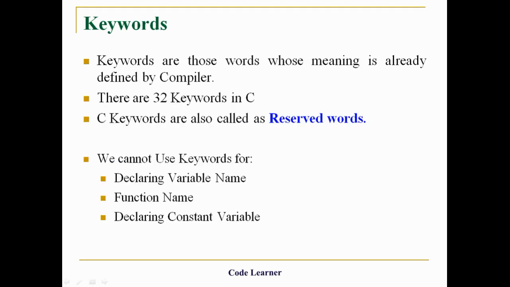Keywords. Keywords are one type of tokens, and these are special words whose meaning is already defined by the compiler. Totally, there are 32 keywords available in C. Keywords are otherwise called reserved words. We cannot use a keyword for declaring variables, function names, and constant variables. Their meaning is already defined in the compiler.